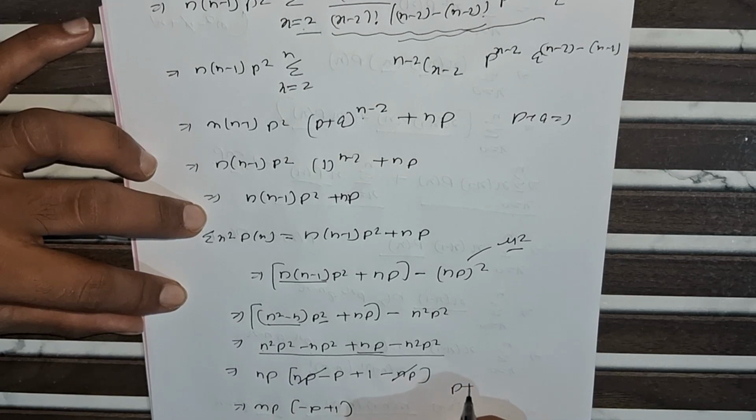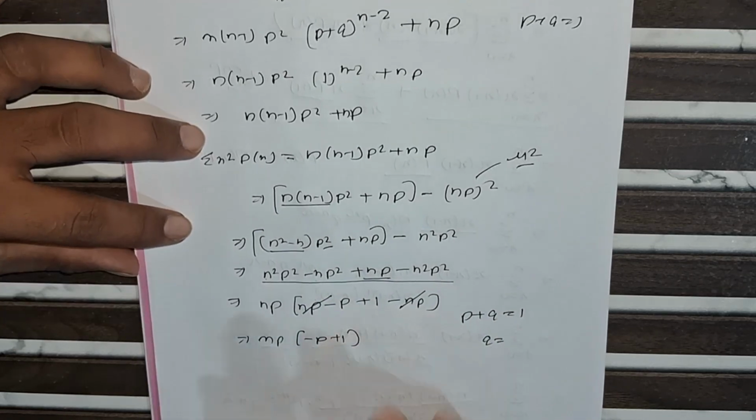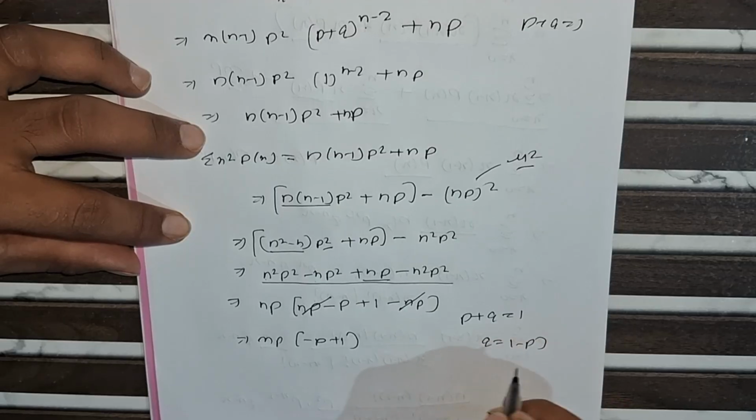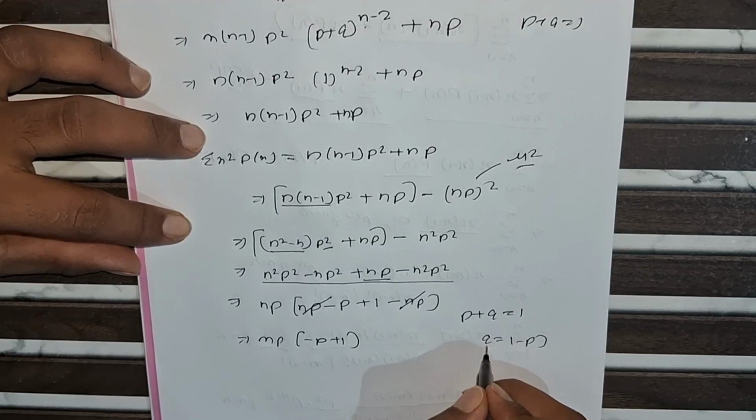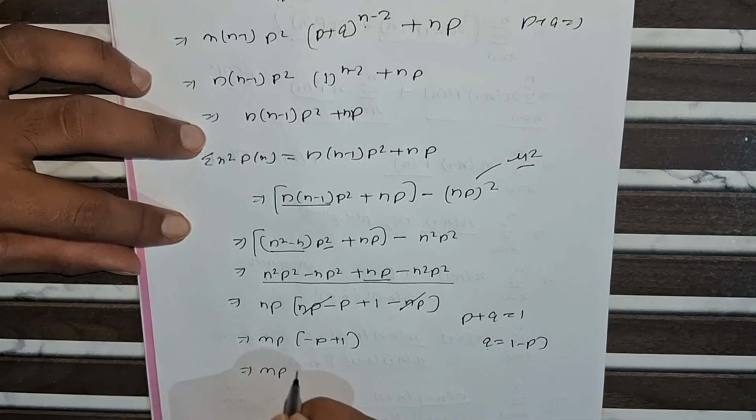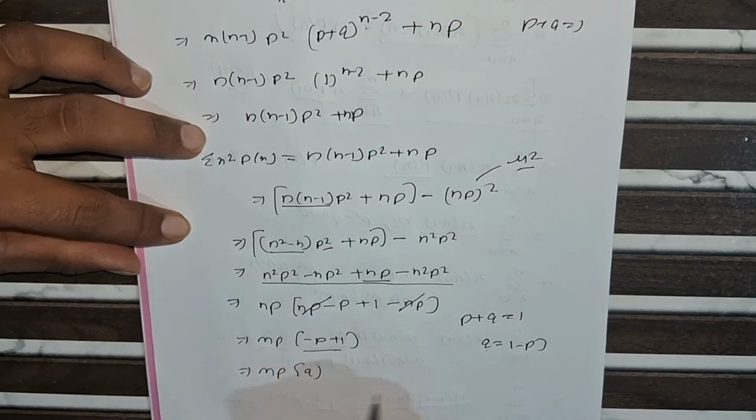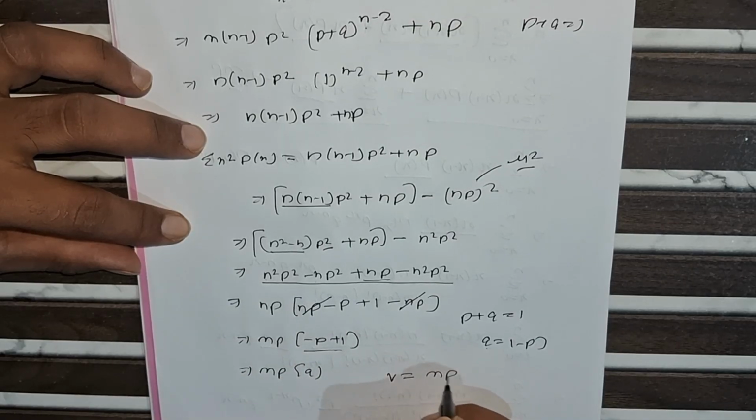Already we know that p plus q equals 1, then q equals 1 minus p. So what is the value of 1 minus p? It equals q. So the variance is nothing but npq.